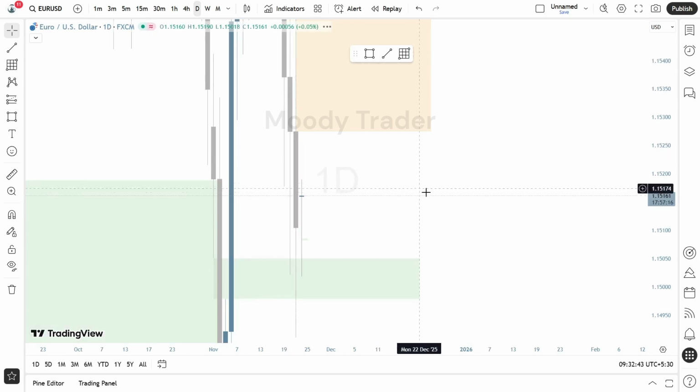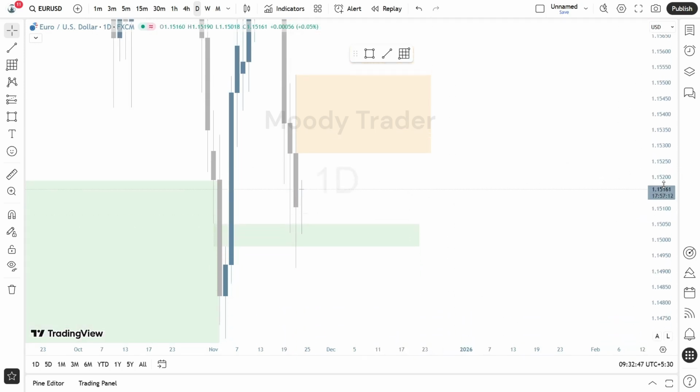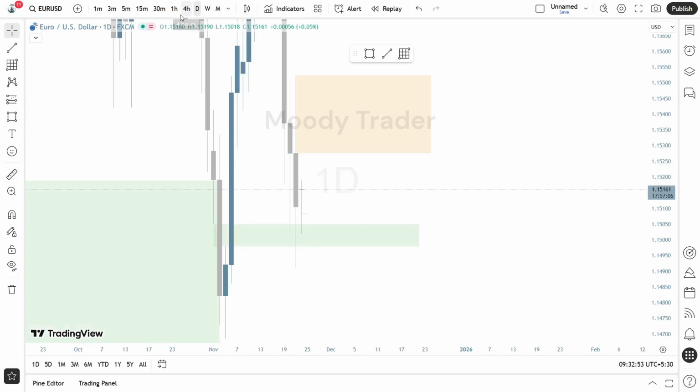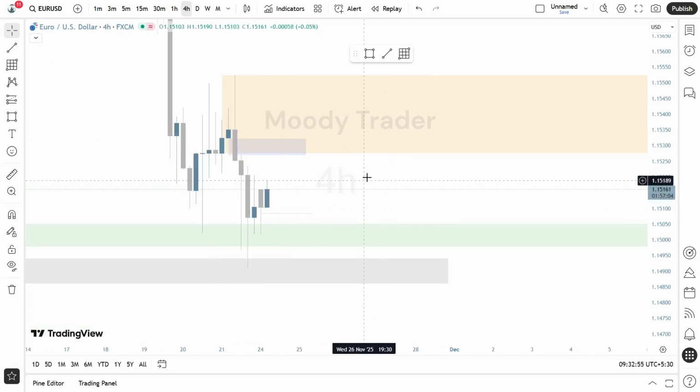Let's move back to the dailies. Since it is Monday today, more likely we can have a volume imbalance. Not there, not there. No issues.